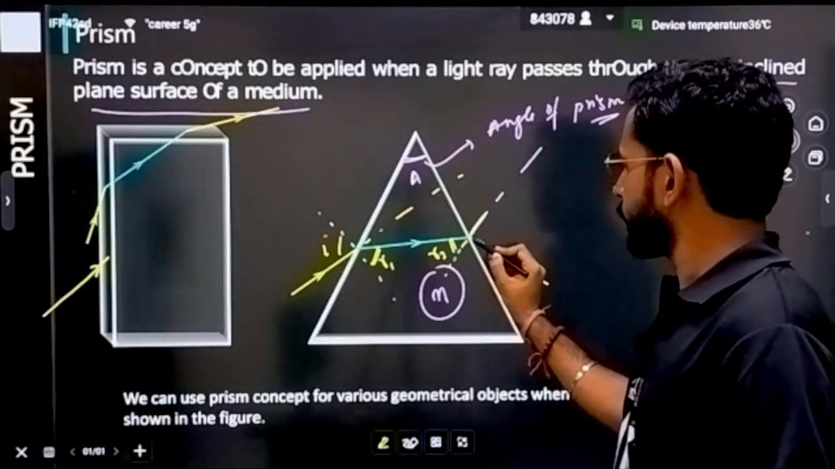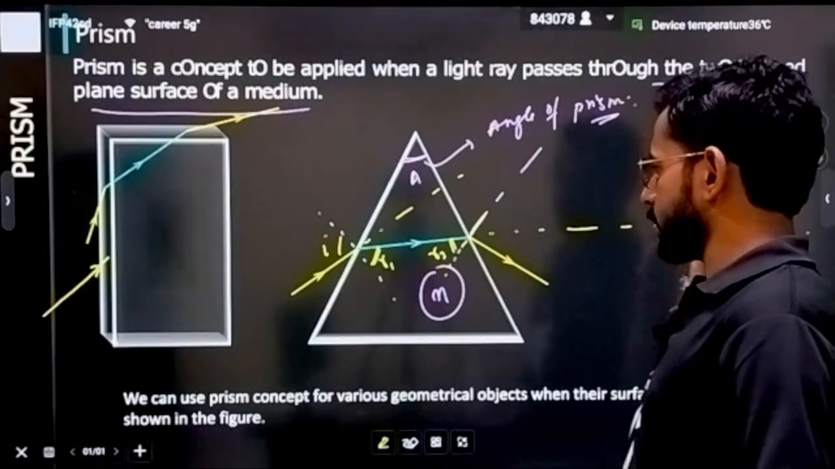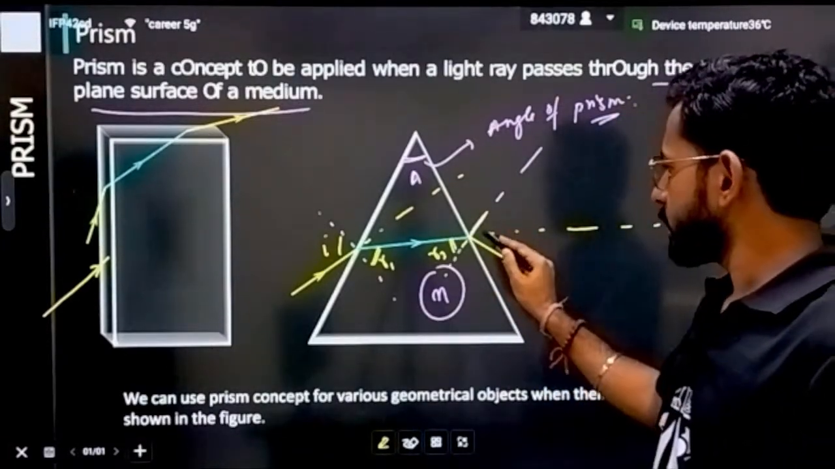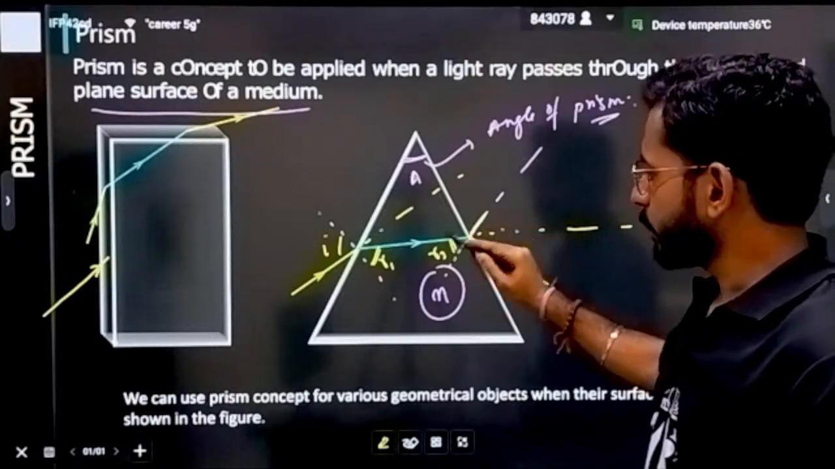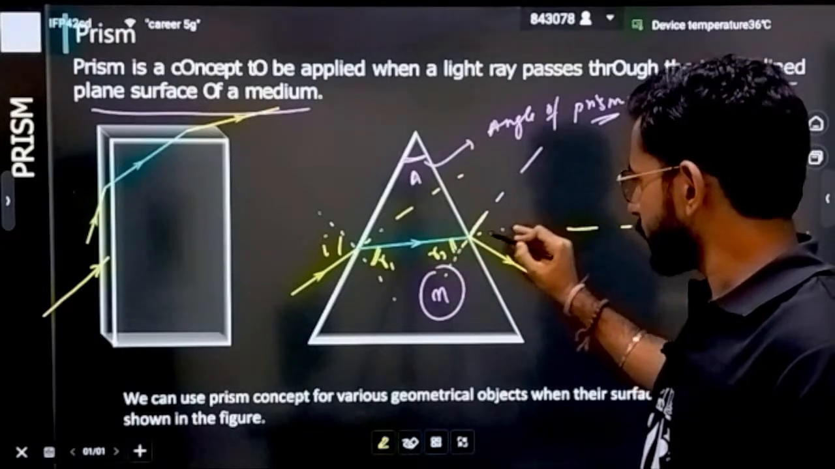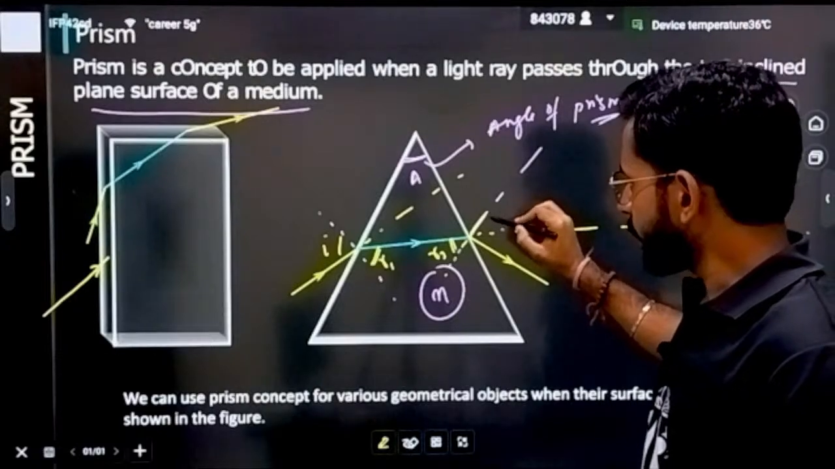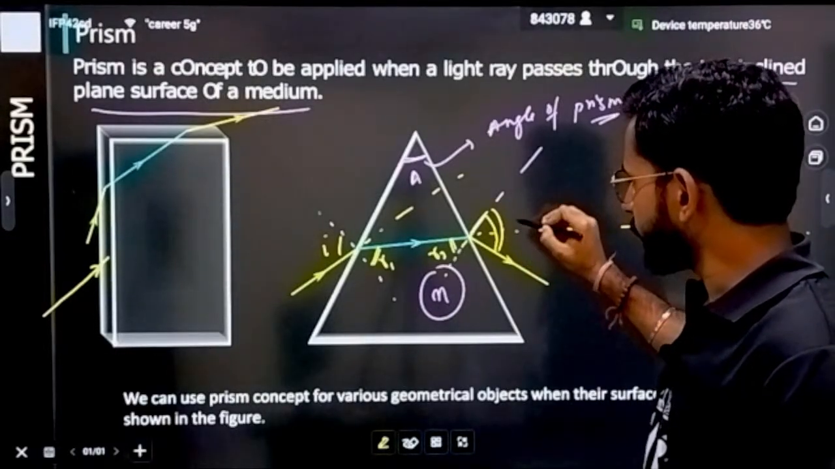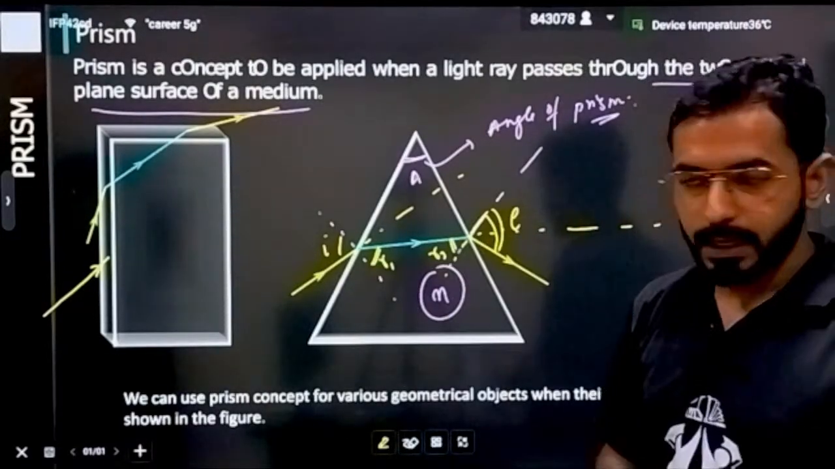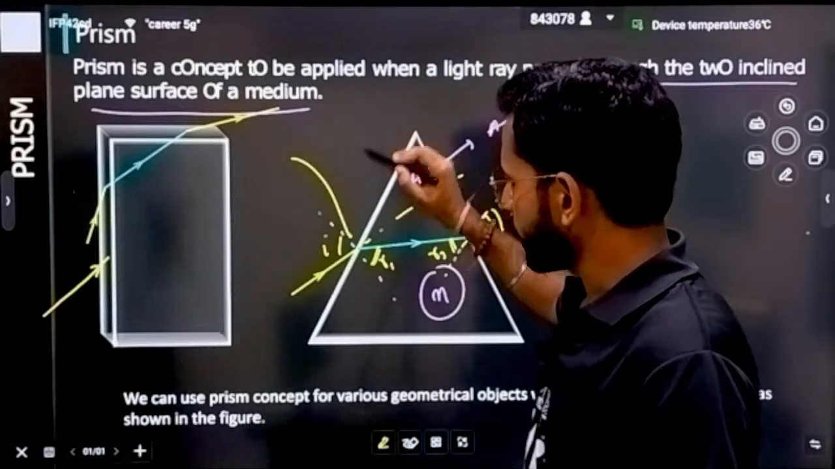And now this should be the normal path along which it is moving, and I can say it is going from denser to rarer medium. That means along this is the normal path. Should it bend towards the normal or away from the normal? Away from the normal. So this angle will be bent away from the normal, and this is called E. If I talk about the deviation, what will be the deviation here?